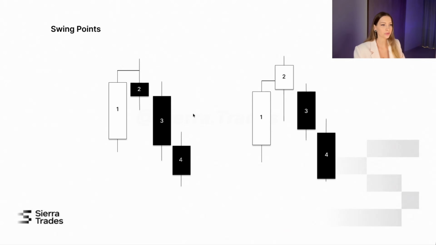So what we want to see is either a sweep and a reaction, or a close, and in this case it means that we need more confirmation, and we're getting that confirmation from candle 3 closure, and then we can trade candle 4 continuation, so the expansion of candle 4.